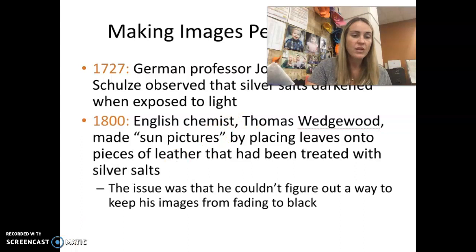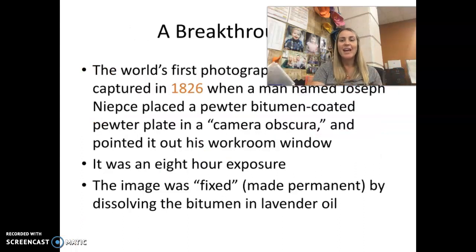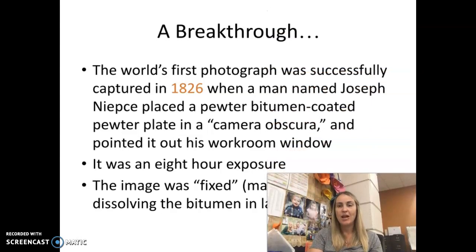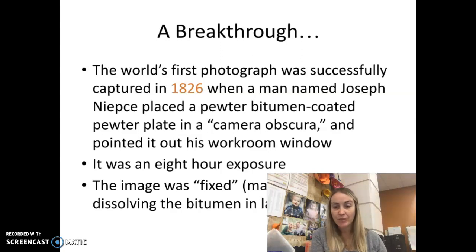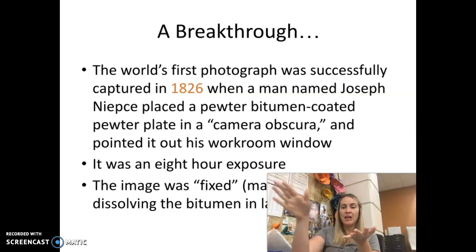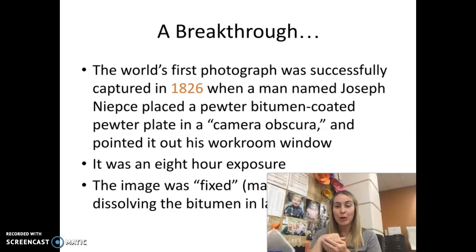Okay, and then a breakthrough occurs. In 1826, a man by the name of Joseph Nietzsche, he was French, which is why that name is very hard to pronounce. A man by the name of Joseph Nietzsche, he took a silver salt solution, okay, and it was called bitumen. And he took a piece of metal, a flat piece of metal. It was a specific type of metal called pewter. And he took that pewter and he would paint it with the silver salt, with the bitumen. And he stuck it into a camera obscura. And he pointed his camera out the window.